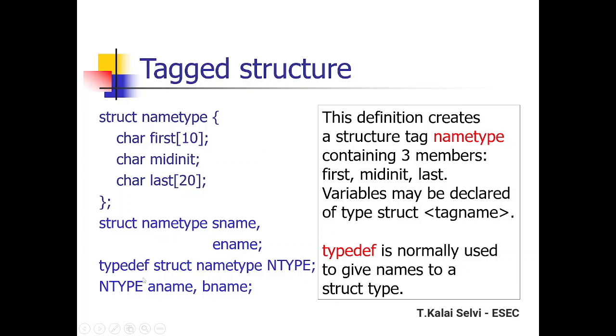So we can also access the structure with the name n type, because typedef helps in defining an alternative name for the structure. The original name for the structure is name type. With the help of the typedef keyword, we can give an alternative name. That alternative name is n type, and we can use the structure variables with the structure name n type. So here it is defined like this: n type a name, comma, b name.